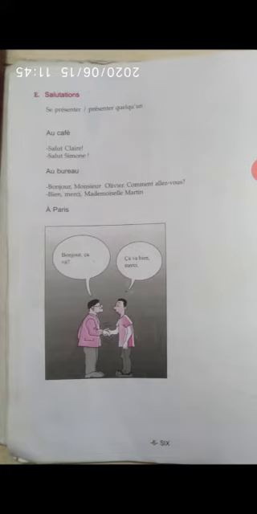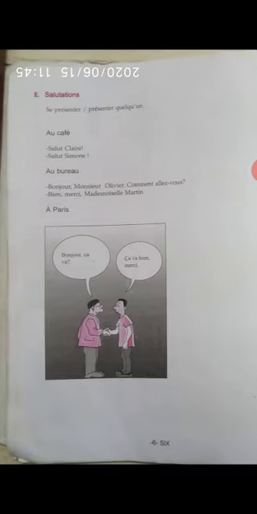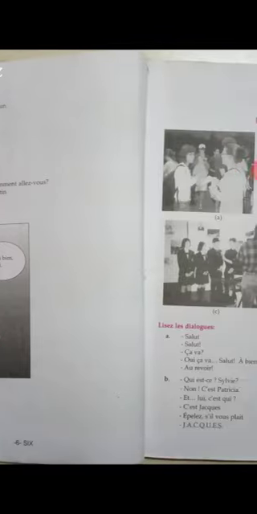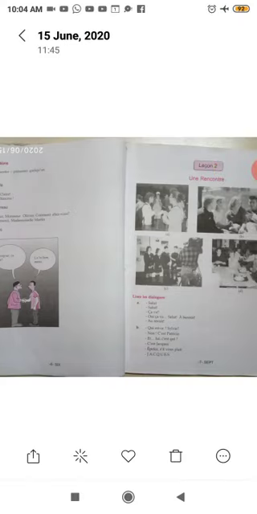But au bureau is at the office, and there someone would be a little more serious. Au bureau, you would say bonjour monsieur Olivier, comment allez-vous, how are you doing? Bien merci mademoiselle Martin. So here I have prepared for you a list of some greetings, and as we go through them you will understand how to greet one another. Please take a look at this.